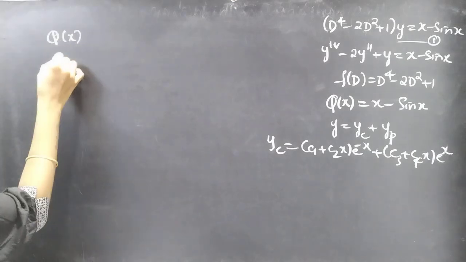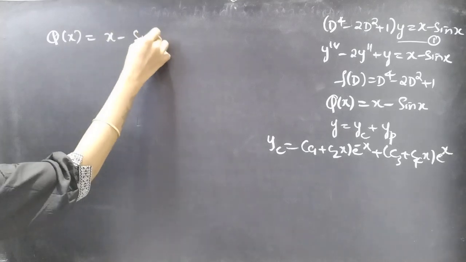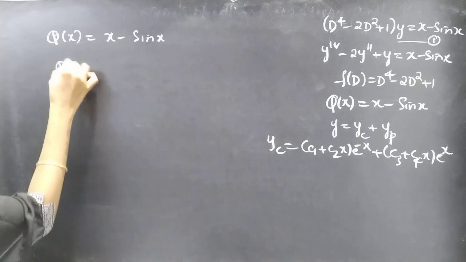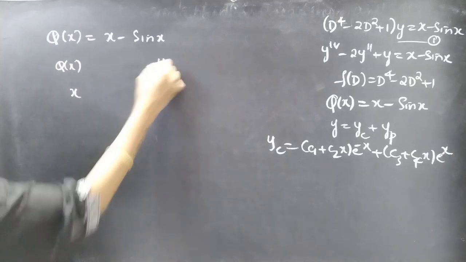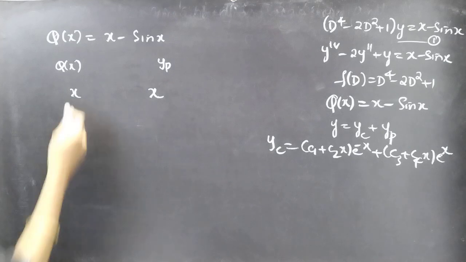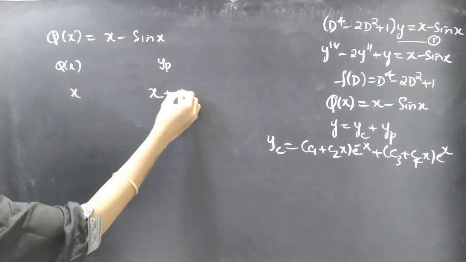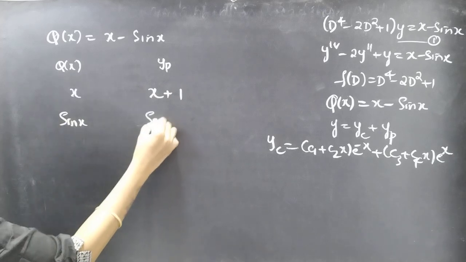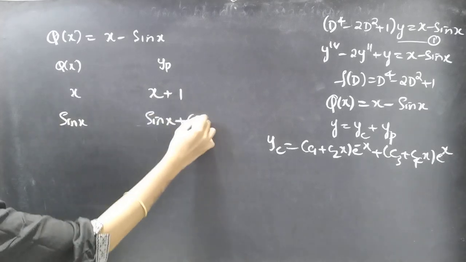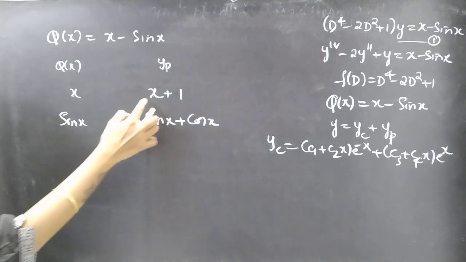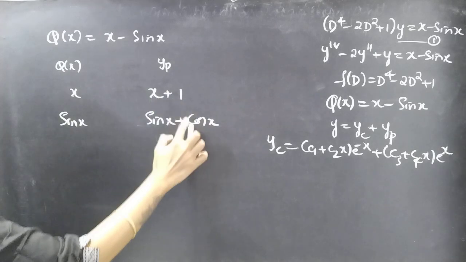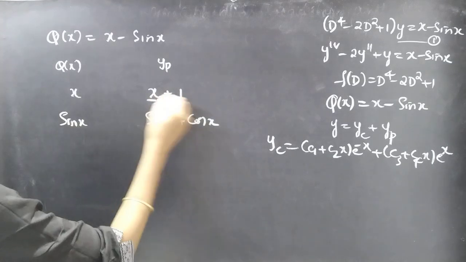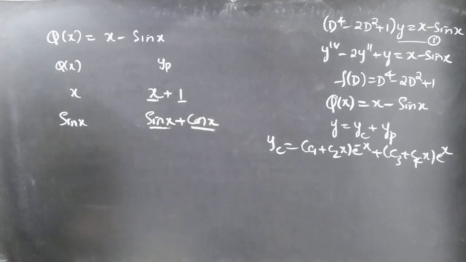We have q of x equal to x minus sin x, right? Now I'm trying for x. When q of x equal to x, yp will contain x, that is the term of q of x, and its derivative. Derivative of x is 1. Likewise, when q of x is sin x, yp will contain sin x and its derivative. Derivative of sin x is cos x, right? Now observe x, 1. Forget about the signs and coefficients if any. You're having x, 1. Consider x, 1, sin x and cos x.